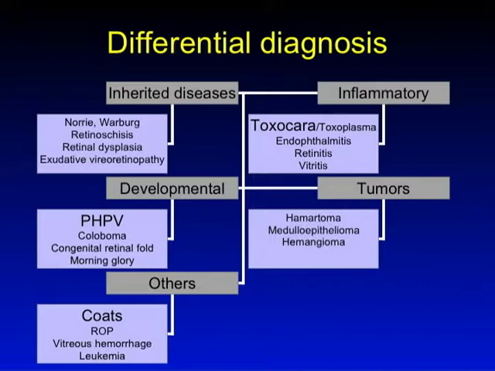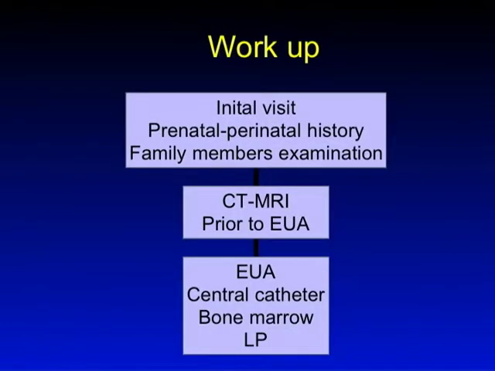Coats disease, and that's probably the most difficult diagnosis. When we look for retinoblastoma, one of the things that we look for is calcifications. So when we do a CT scan or an ultrasound, we're looking for calcifications. That's very characteristic of retinoblastoma. The workup is basically a metastatic workup.